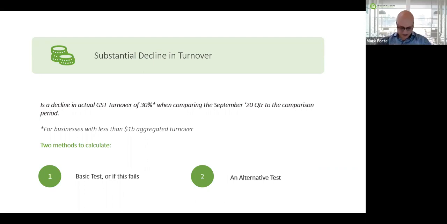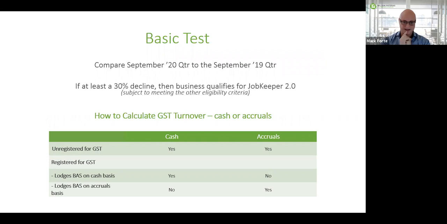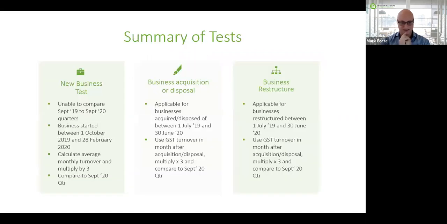Okay, that's a very good question. It's probably more like 3 slides across, but what you would do is look under the new business test. Yeah, that's the one. When I said the date on that, the business started between the 1st of October 2019 and the 28th of February 2020. But I believe in your case, Narissa, because you cannot compare your September 2019 quarter to your September 2020 quarter, what you would do is use your average turnover.